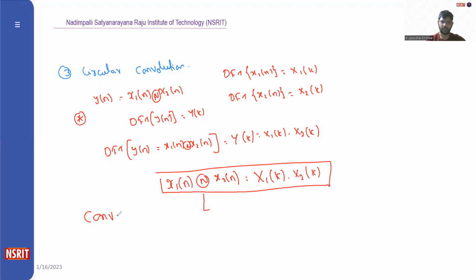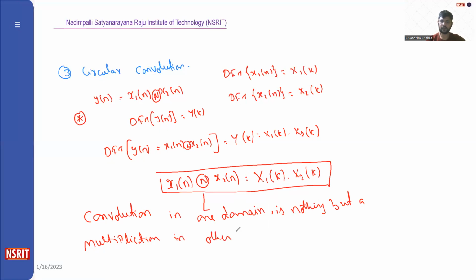So you have to keep in mind that convolution in one domain is nothing but multiplication in the other domain, right?